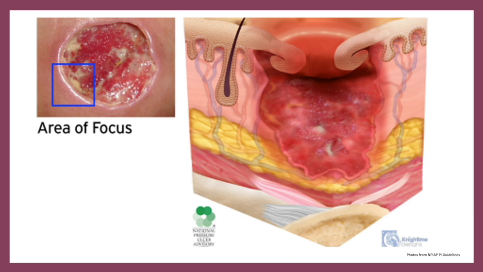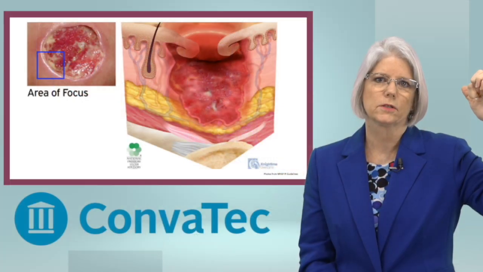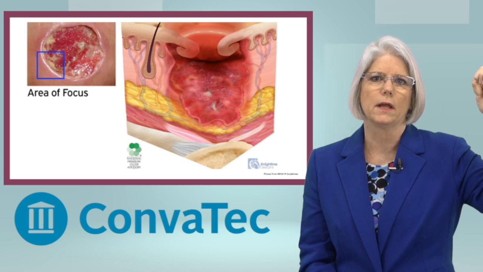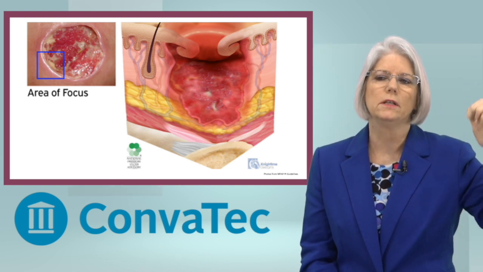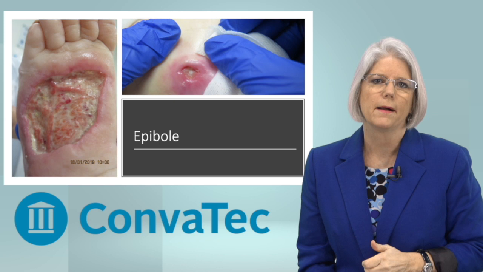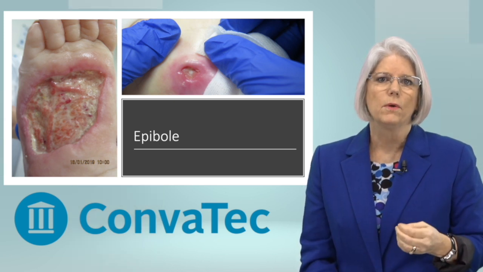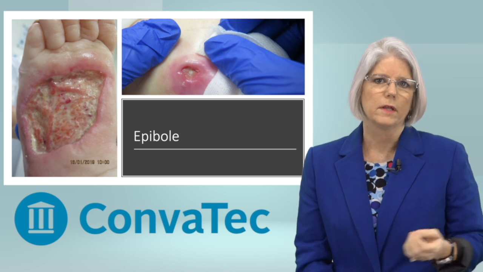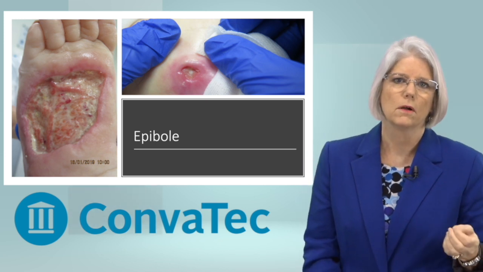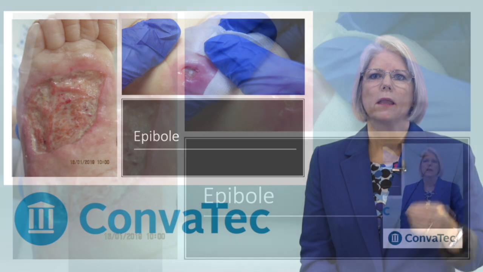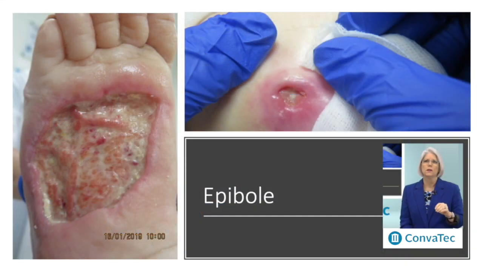But once those edges roll over, it signals to itself that it has epithelialized. So then intervention needs to occur to change that. It is often called epibole or epibole. My colleagues in the US use that term. So you can see two different etiologies, but the same result is that you have those rolled edges.